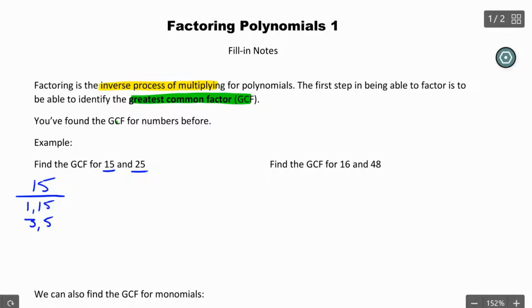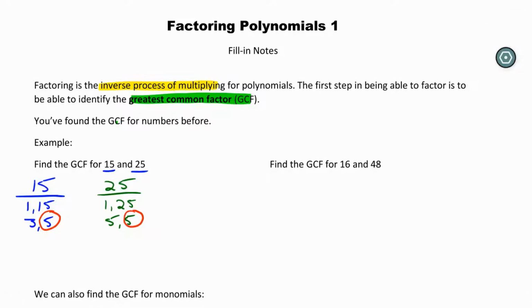So then let's take a look at 25. All the numbers that multiply to 25. Well, I've got 1 and 25. You're always going to have 1 in the number itself. And I've got 5 and 5. So taking a look at all those numbers that multiply to 15 and 25, which one is the biggest one they have in common? There it is right there, number 5. So our greatest common factor for 15 and 25 will be 5.